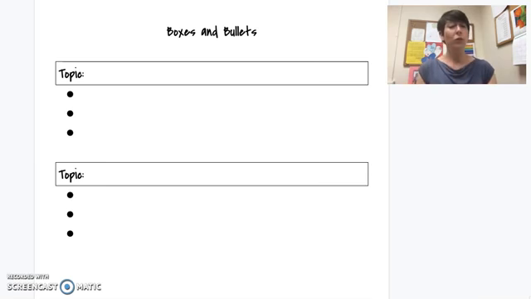So what I have here on the screen with me right now is a really basic organizational structure that I know you were taught in fifth grade, if not before, and it's probably come up over and over again. It's called boxes and bullets, and it's pretty much what it looks like.